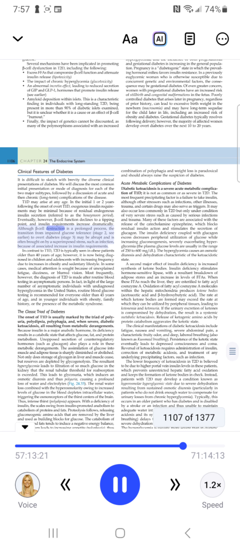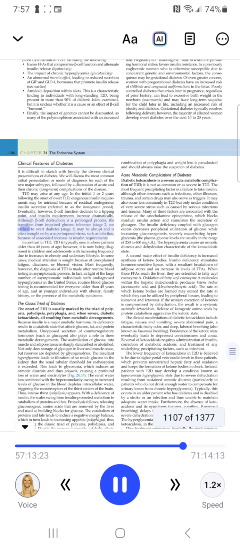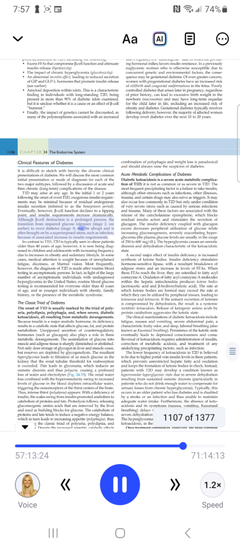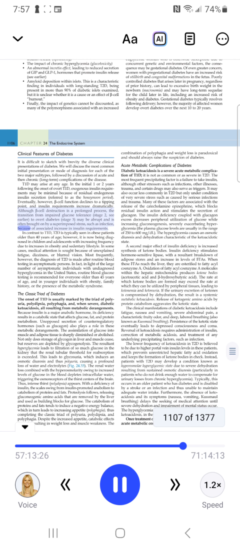Although beta cell destruction is a prolonged process, the transition from impaired glucose tolerance (stage 2, see earlier) to overt diabetes (stage 3) may be abrupt and is often brought on by a superimposed stress, such as infection, because of the associated increase in insulin requirements.